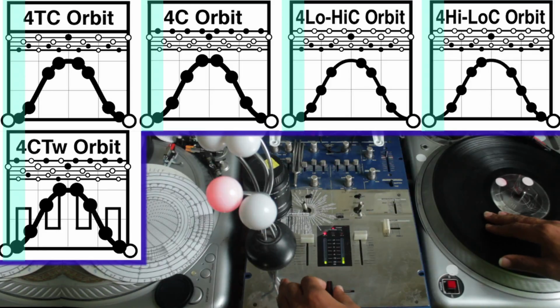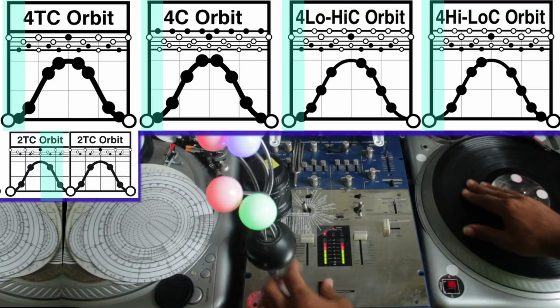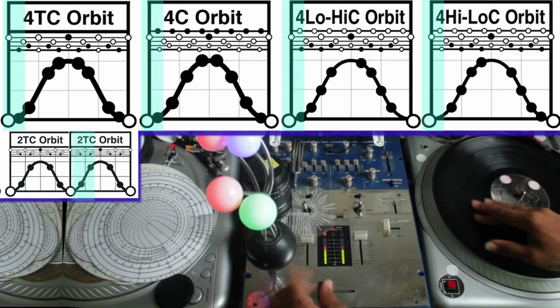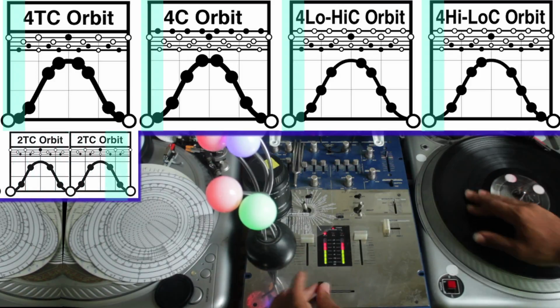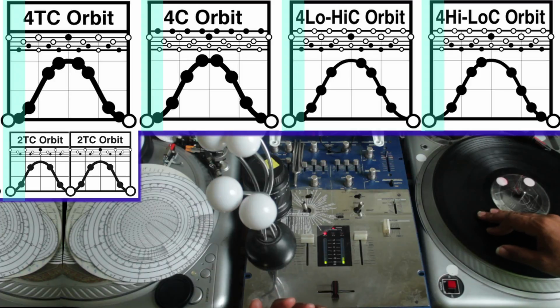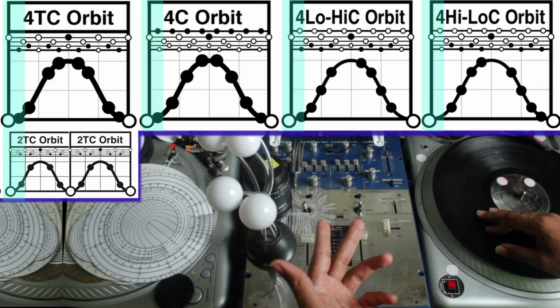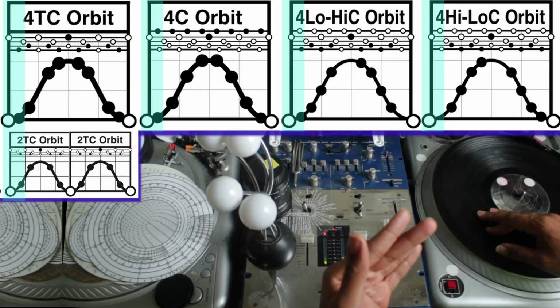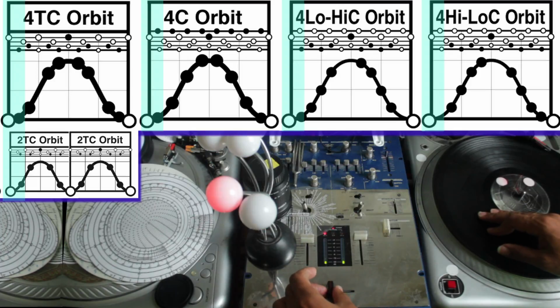So this first one is basically like doing a two-click orbit like this. It's a regular two-click orbit. I'm doing two clicks on the way forward, two clicks on the way back, it cuts it into three sounds. Now, if we extend the movement out, so instead of me bringing it back, I keep going forward like this.